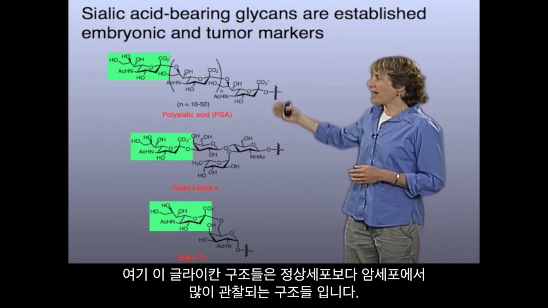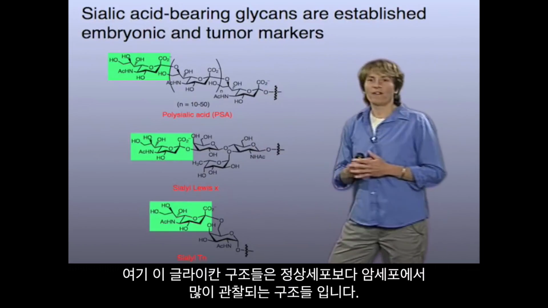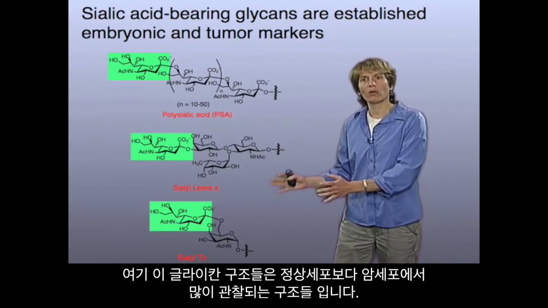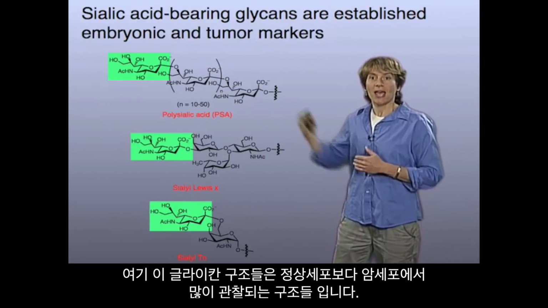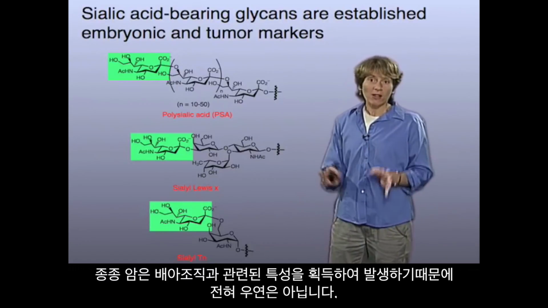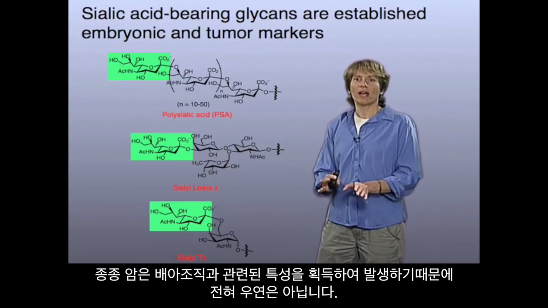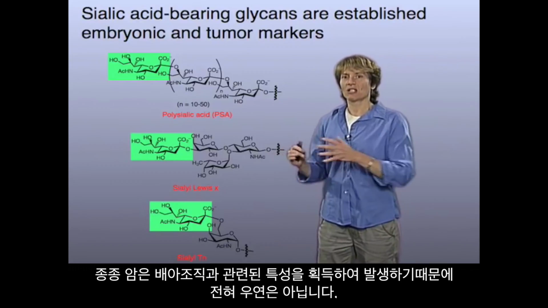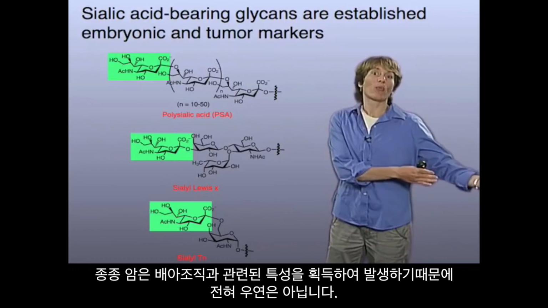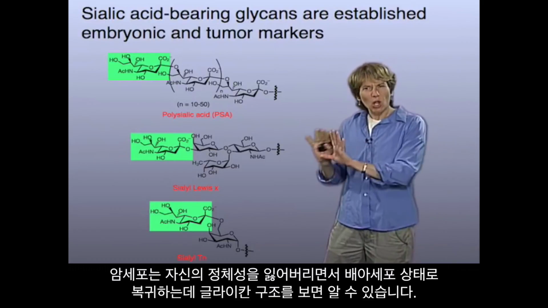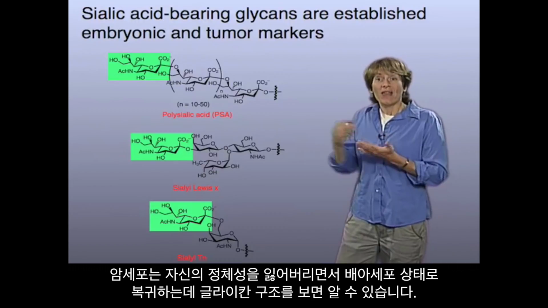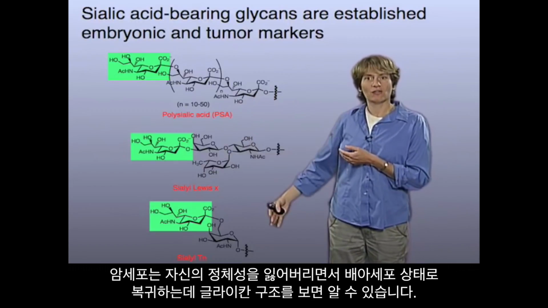These are glycan structures that have been found to be highly elevated on cancers compared to the normal healthy tissue counterpart. And many of them are also developmentally regulated, which is probably not an accident because we know that often cancers start to acquire properties that we normally associate with embryonic tissue. They've sort of lost their identity and they're reverting to an embryonic state. And that's reflected in their glycan structures.